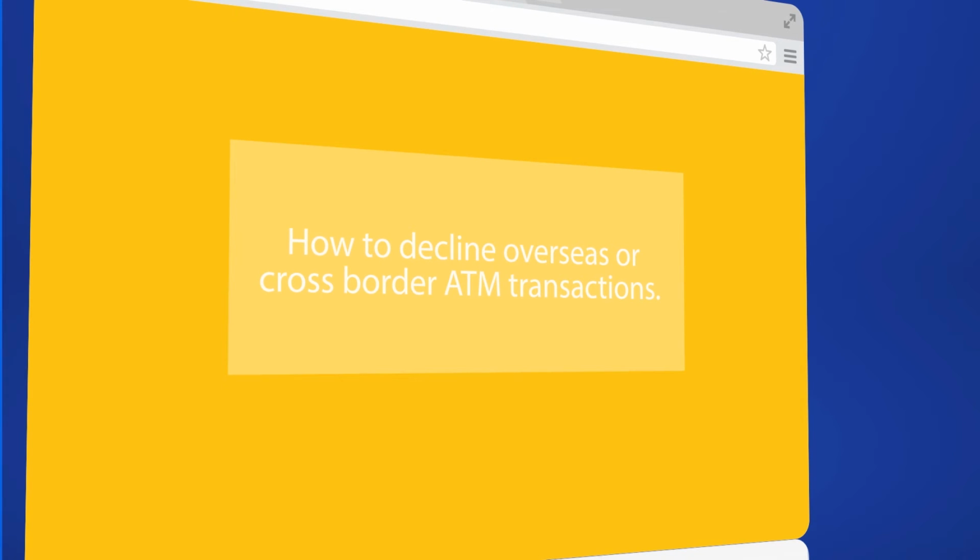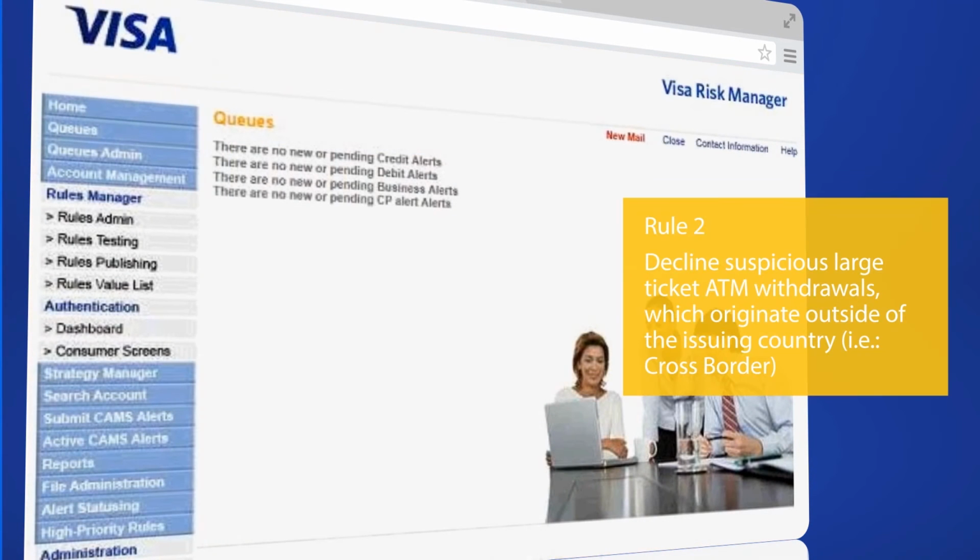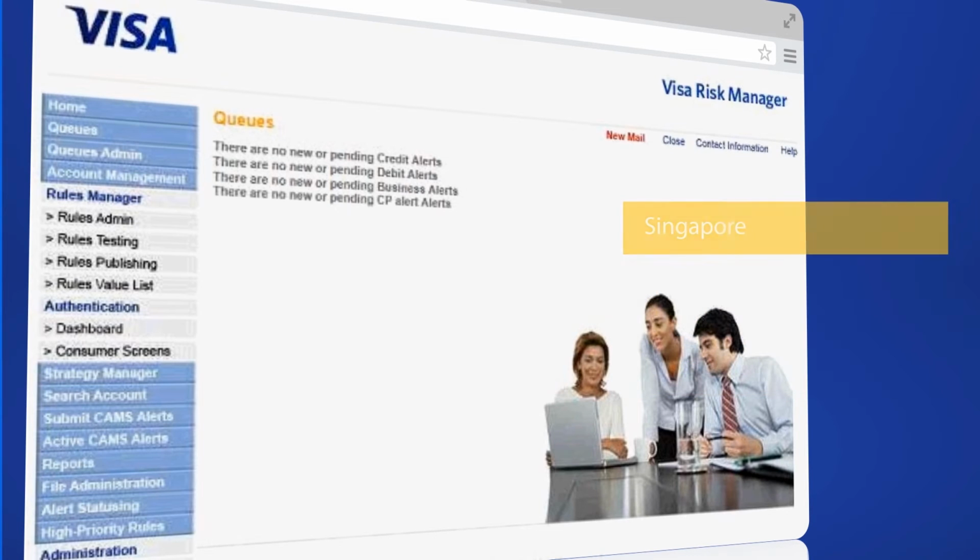In this example, the objective of the rule is to decline suspicious, large-ticket ATM withdrawals, which originate outside of the issuing country, commonly referred to as cross-border. Consider Singapore as the issuing country. In order to decline transactions for the described scenario, a real-time decisioning rule is required.